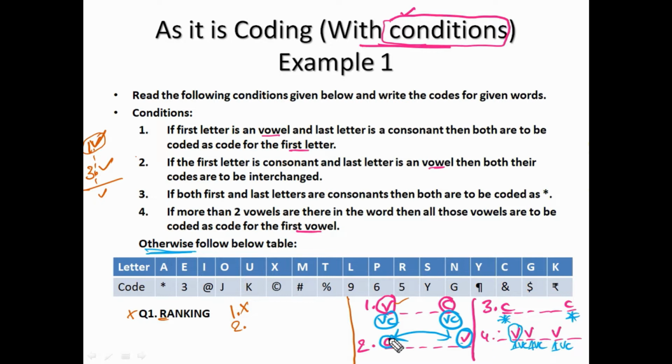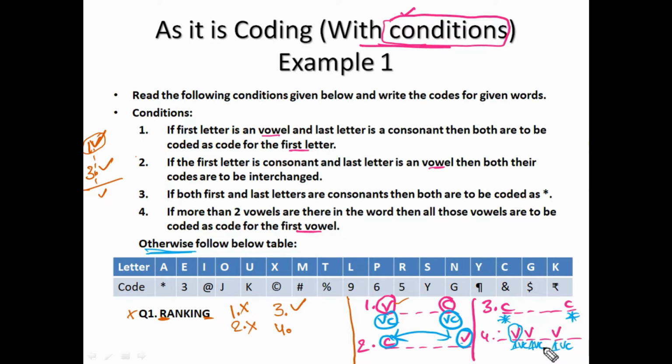First is a consonant and last is a vowel. First is a consonant but last is not a vowel. Condition 2 fails. Now check condition 3. Both first and last are consonants. Yes, it is a consonant and it is also a consonant. So the third condition is following. And later check the fourth condition also.